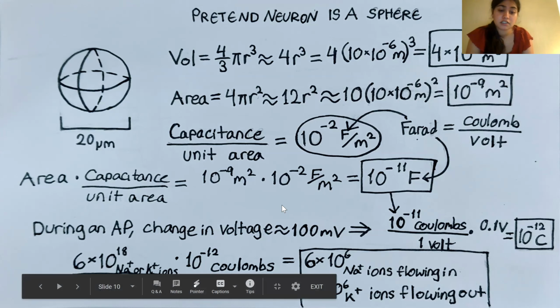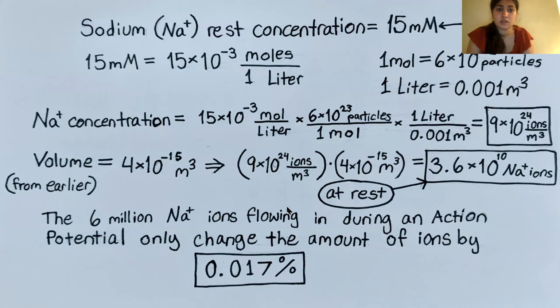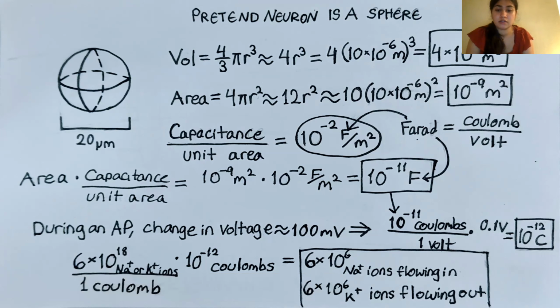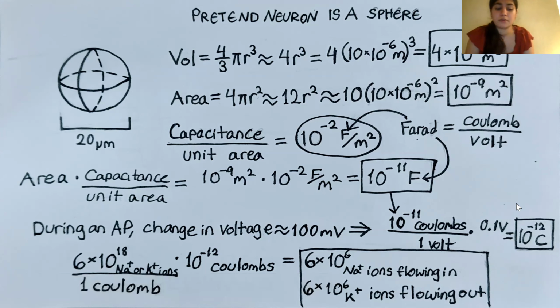Again, farads are in terms of coulombs per volt, so we can multiply our neuron's capacitance by the amount of voltage change observed during an action potential to find the coulombs of charge. So our membrane needs 10 to the negative 11 coulombs of charge to change its voltage by 1 volt.